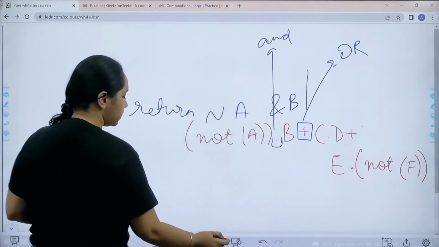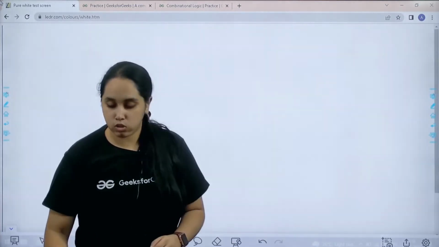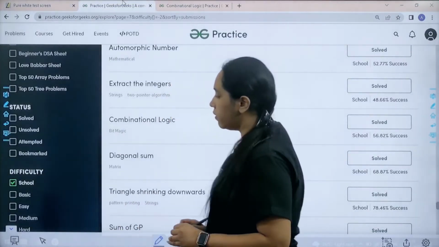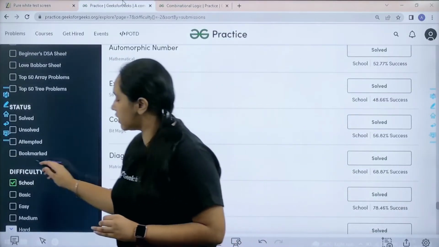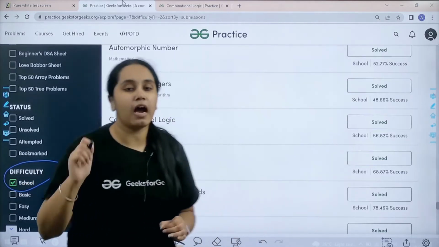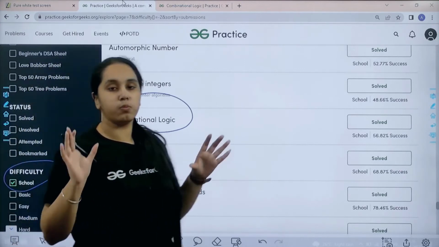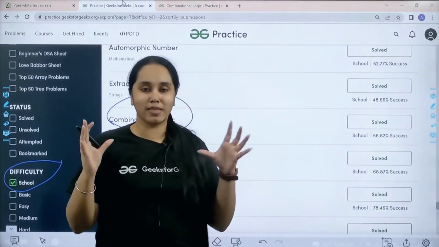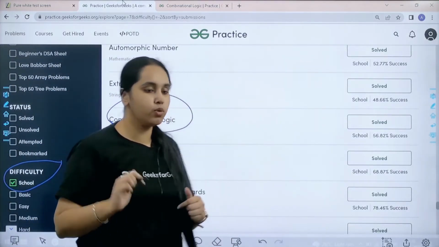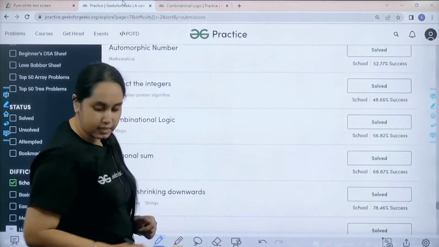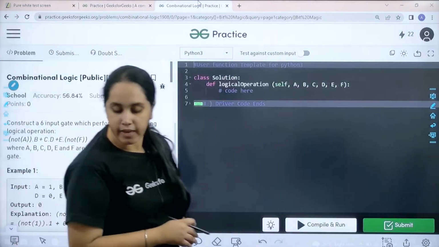Now let's solve this question. What you need to do is go to the practice portal. In the practice portal, in the difficulty section, choose school. After that find the problem combinational logic. I hope the concept of what we have to do is clear to you. Now let's move forward and solve the question. Okay, here is the question.